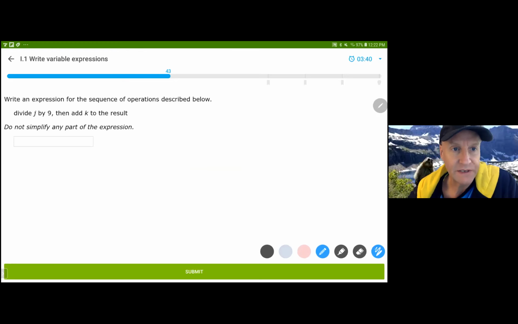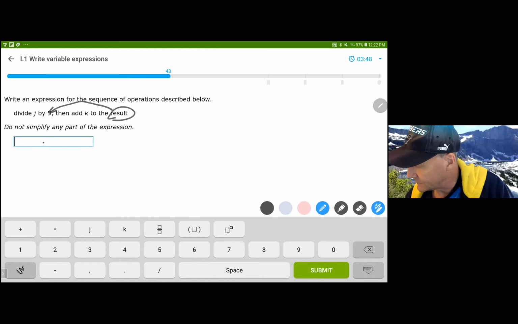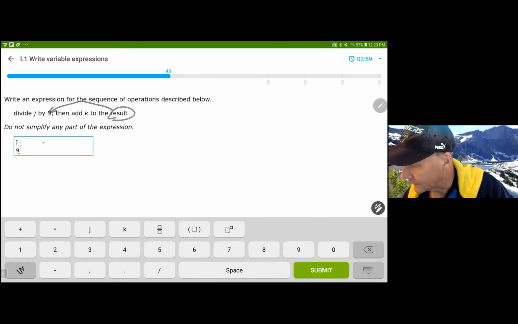This one says divide J by 9 and then add K to the result of the J divided by 9. So we're going to take J divided by 9. Let me get rid of this for a second here. There we go. And then add K to the result. So I'm going to add K.